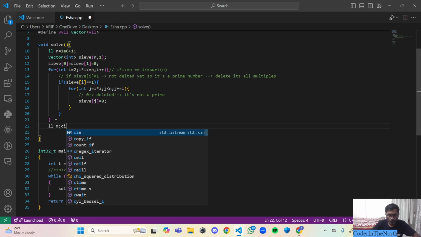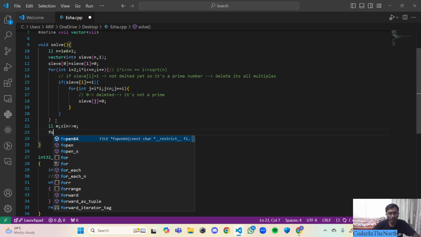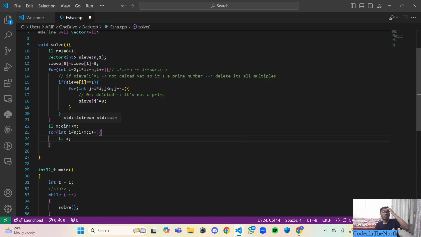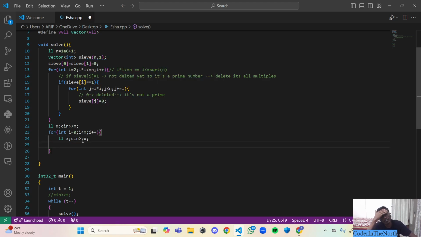Now we'll take input for m, and run a loop for int i equal to 0, i less than m, i plus plus. We'll take a number. We have to take long, because the number will go up to 10 raised to 12, and the range of int is around 10 raised to 9. So now I have a number. Now I have to check whether the number is a perfect square or not.